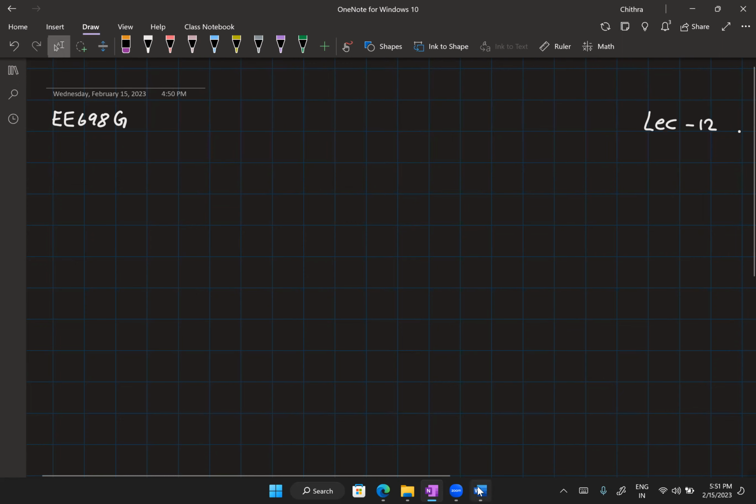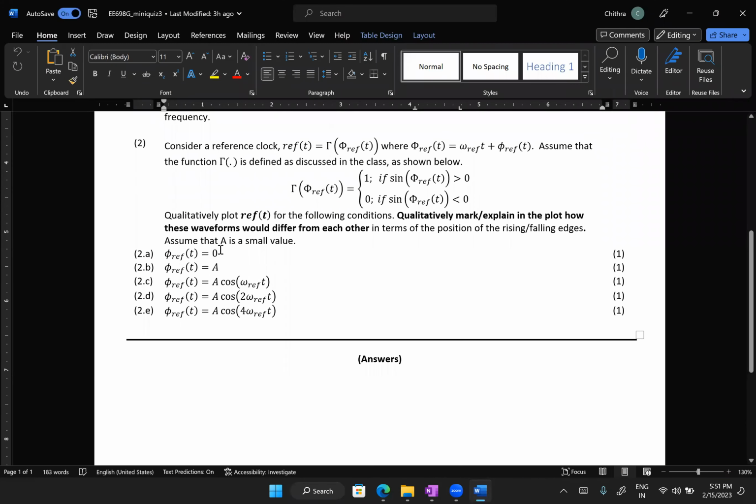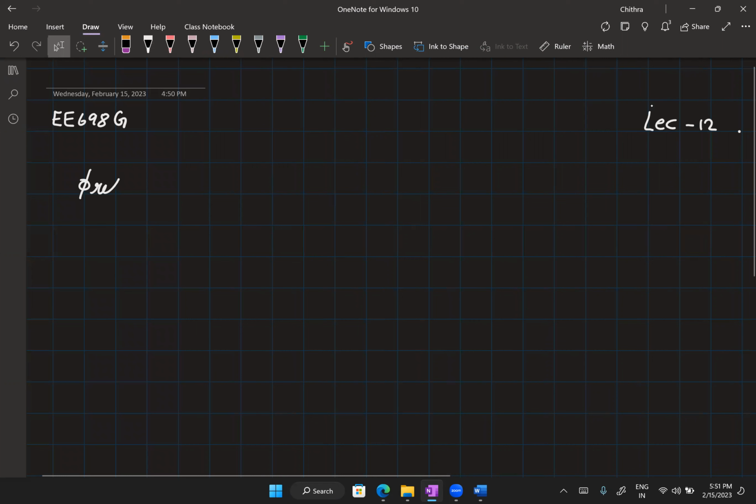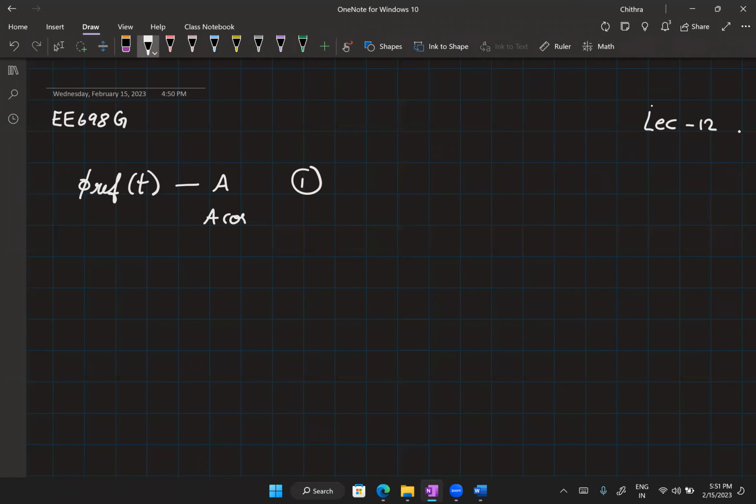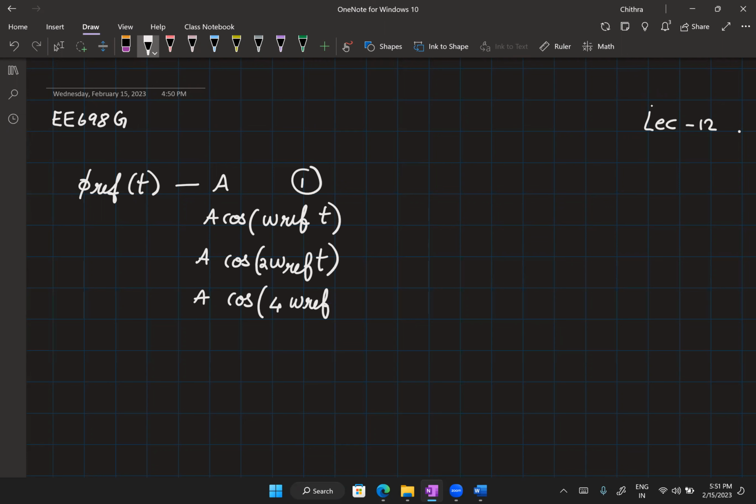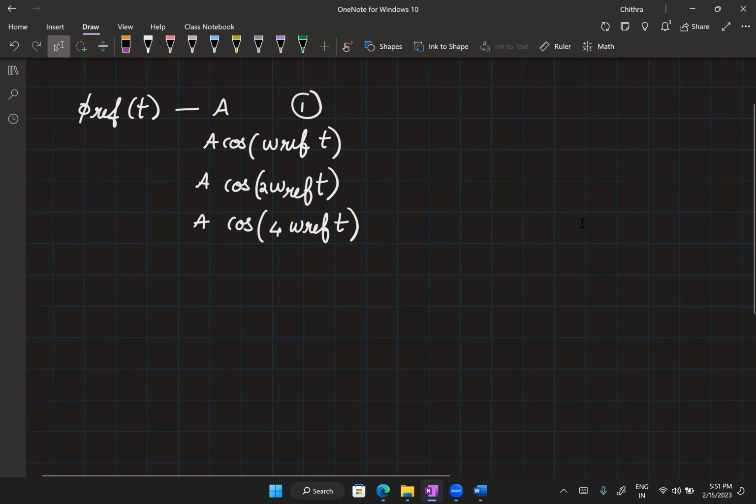Right. So you had to plot for phi ref of t equal to 0, which would give you the ideal square wave, then a DC value, then a cos of omega ref t, and then harmonics of that. So let me consider the cases. So phi ref of t is a, I'll call this 1. Then this was a cos of omega ref t, then a cos of twice omega ref t, and finally 4 times omega ref into t. Okay. So let us consider an ideal square wave.